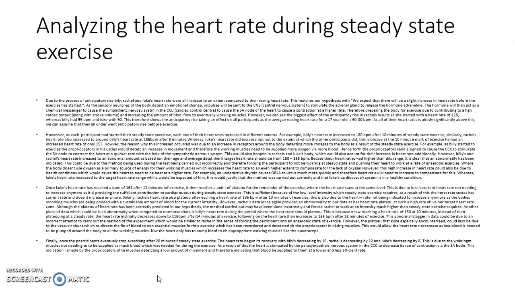As all of the heart rates are already significantly above this, we can assume that they all underwent anticipated rise before exercise. However, as each participant started their steady state exercise, their heart rates increased to a different extent. For example, Billy's heart rate increased to 180 BPM after 10 minutes of steady exercise. Similarly, Rachel's heart rate also increased to around Billy's, at 186 BPM after 8 minutes of exercise. Whereas Luke's heart rate did increase, but not to the extent at which the other participants did. At the 10-minute mark of exercise, he had an increased heart rate of only 153 BPM.